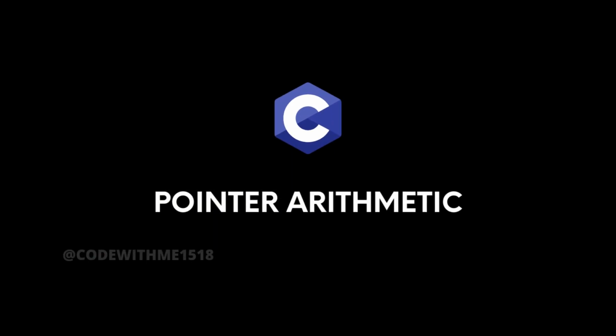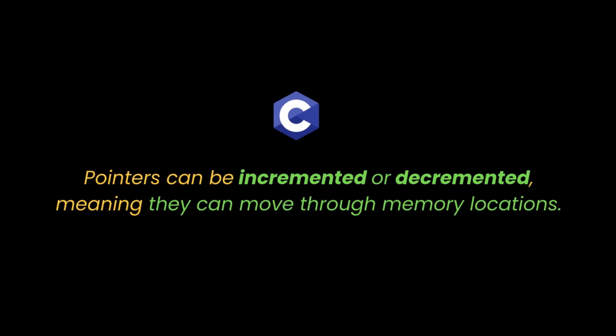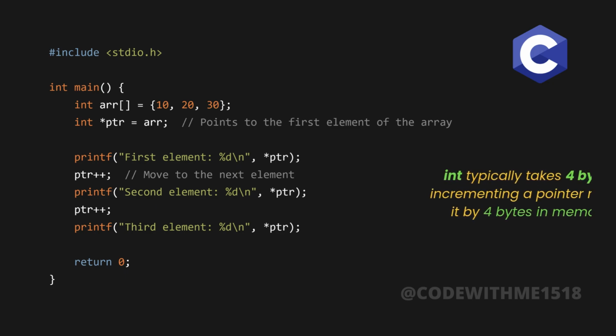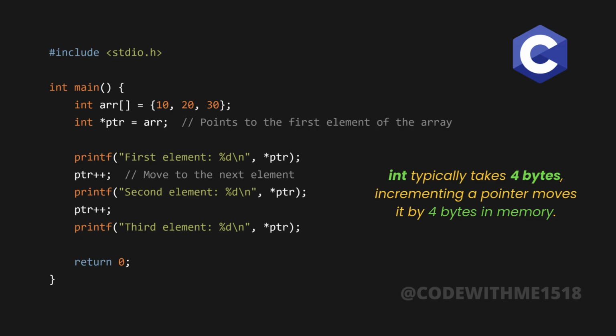Pointer arithmetic. Pointers can be incremented or decremented, meaning they can move through memory locations. #include <stdio.h>, int main, int arr[] = {10, 20, 30}; int *ptr = arr; points to the first element of the array. printf first element, *ptr. ptr++; move to the next element. printf second element, *ptr. ptr++; printf third element, *ptr. return 0. Since an int typically takes 4 bytes, incrementing a pointer moves it by 4 bytes in memory.